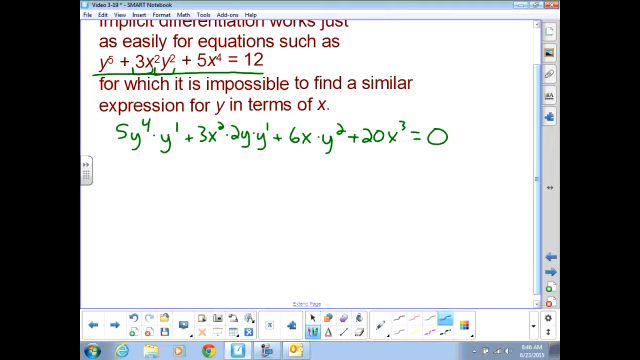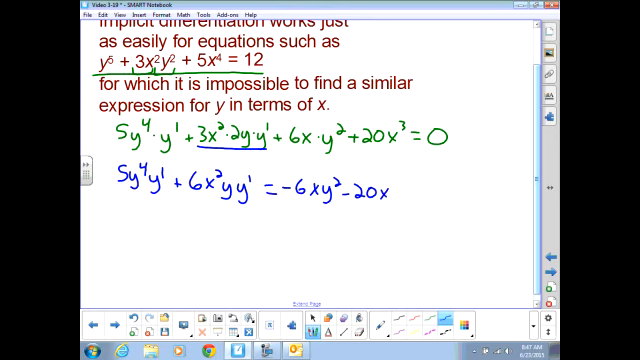Once you have that initial implicit differentiation done, again, our steps are almost always the same. Get all the y primes on one side, stuff without y primes on the other. You'll pull a y prime out and divide it over. So we'll leave the y primes on the left. This will give us 5y to the 4th y prime. We're going to neaten this up because 3 times 2 is 6, so we'll have 6x squared y times y prime. And we'll move the other stuff to the other side, so we'll have negative 6xy squared minus 20x cubed. Two steps to finish it off.